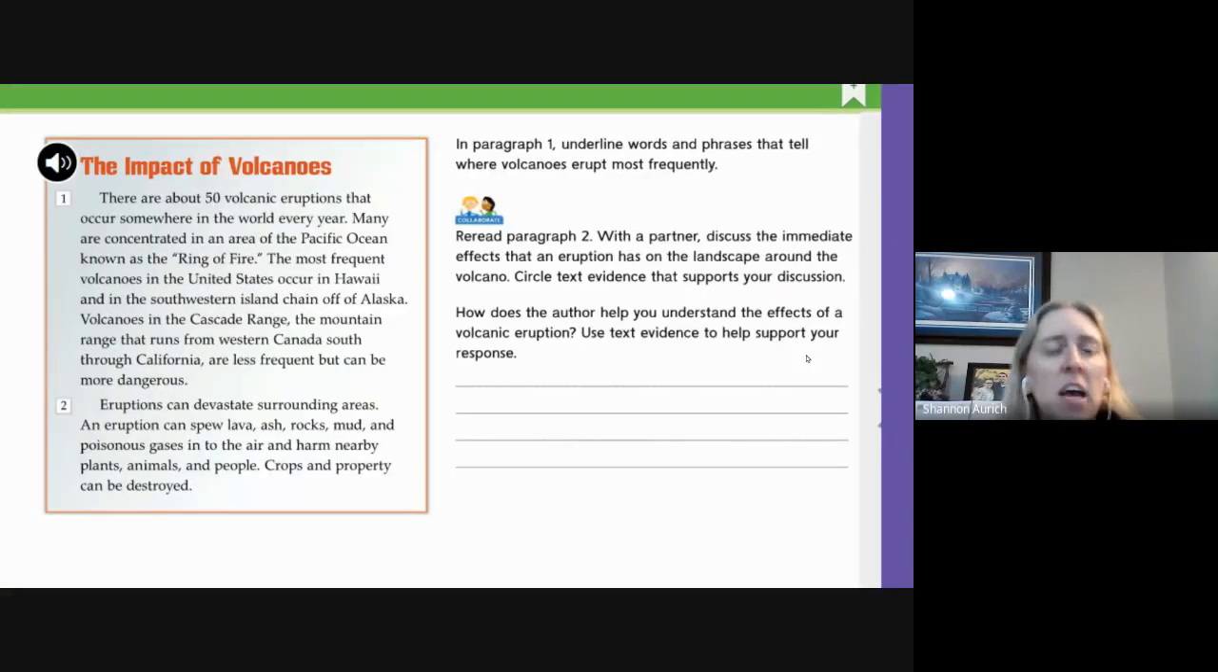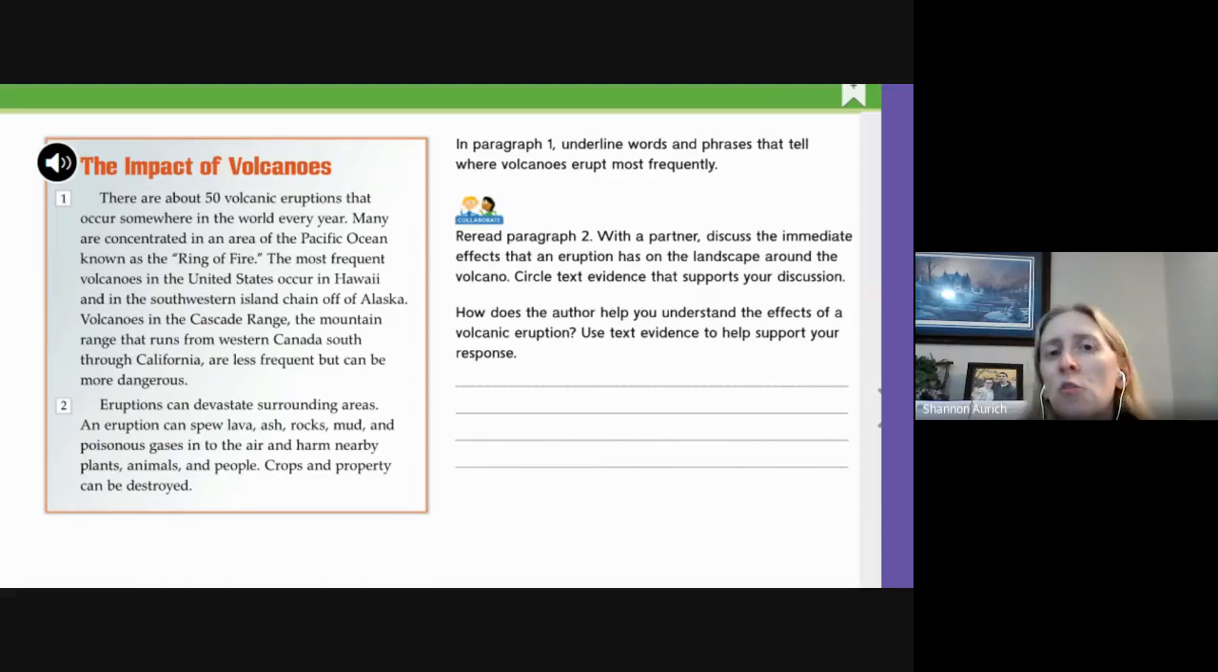All right, next page. The impact of volcanoes. Pause the video right now while you read those two paragraphs. Read the whole box. Pause the video now. All right, now that you've read the impact of volcanoes, both paragraphs, in paragraph 1, underline words and phrases that tell where volcanoes erupt most frequently. Where do volcanoes erupt most frequently?